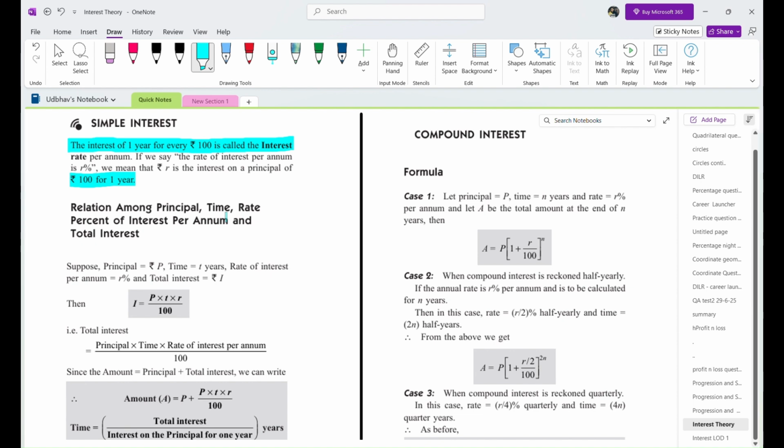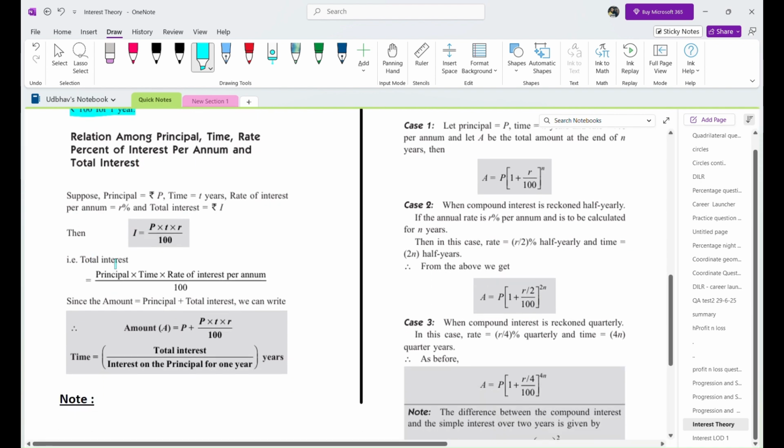So here also we are assuming a principal of 100 rupees for 1 year. We are fixing the sum and we are fixing the time period, and then we are saying that if there is a principal of 100 rupees for 1 year, then after a year we'll be getting the interest of R rupees if the rate of interest is R%.